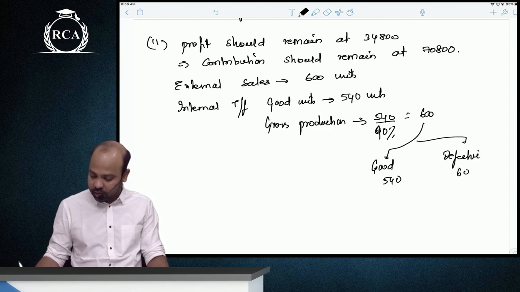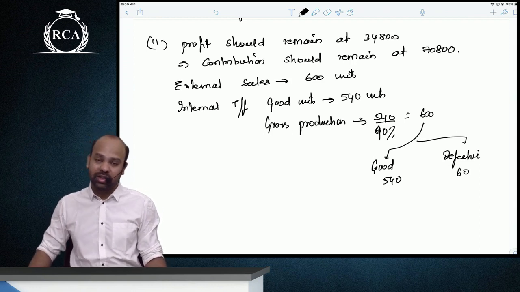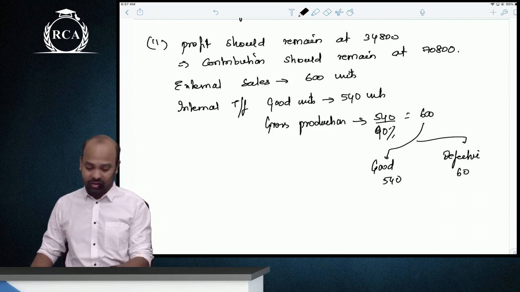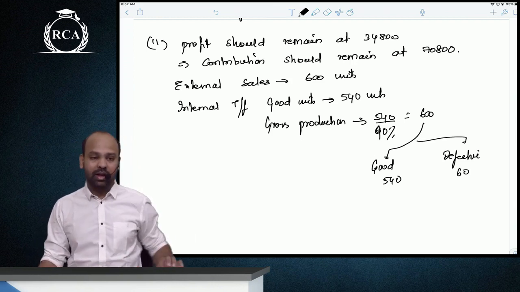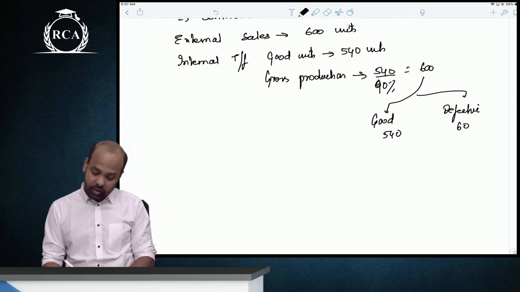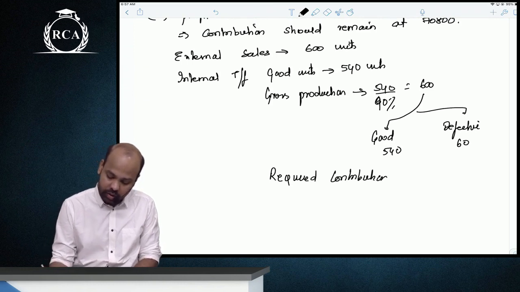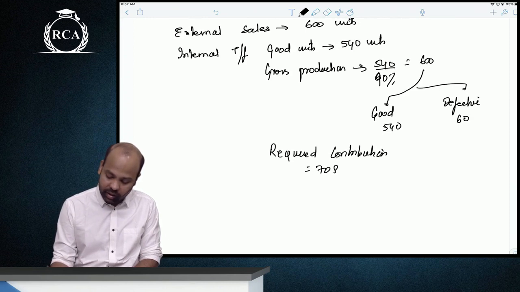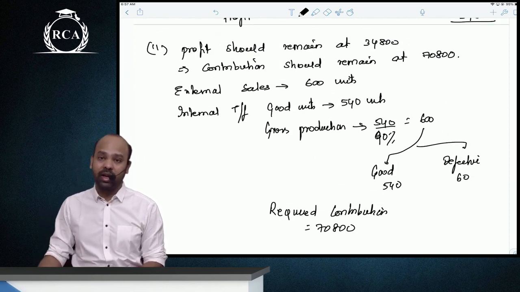We do not know the transfer price. Your objective is to compute the transfer price so that we generate the same amount of profit. Do not take the transfer price at 190 rupees. This is just a normal bit now. Transfer price is missing. So now what will you do? Required contribution. Yes sir, required contribution is 70,800.